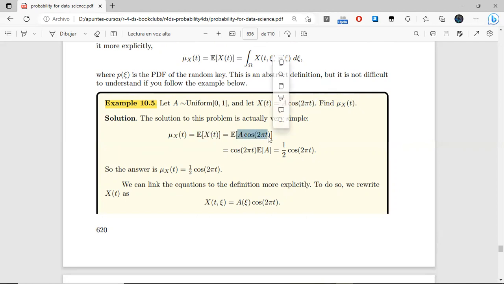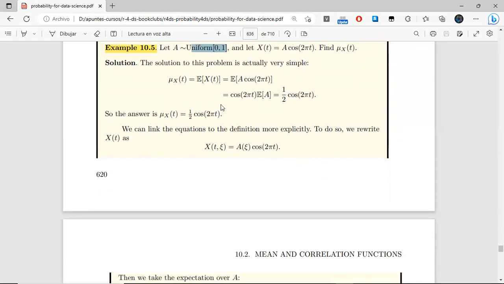We replace this. Now this is constant because of 2 pi t, so we can take it out. And then the expectancy of the random variable a is the expectancy related to the distribution, and that would be, I think, 1/2. So now simply the mean function is 1/2 of cosine 2 pi t.